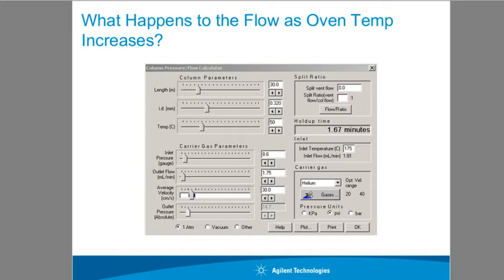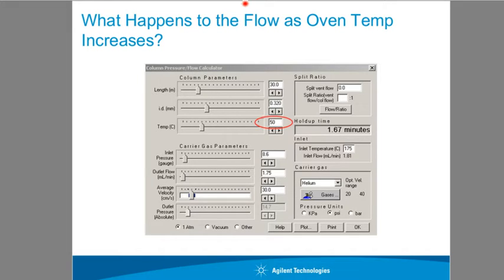With our systems, we have two modes of flow control, and this is one thing that definitely confuses people oftentimes. So what actually happens to our flow as our oven temperature increases? Well, the viscosity of the carrier gas obviously is going to change. So depending on if we're in constant pressure mode or constant flow mode, those are the two main ones that we have. We can also program those.